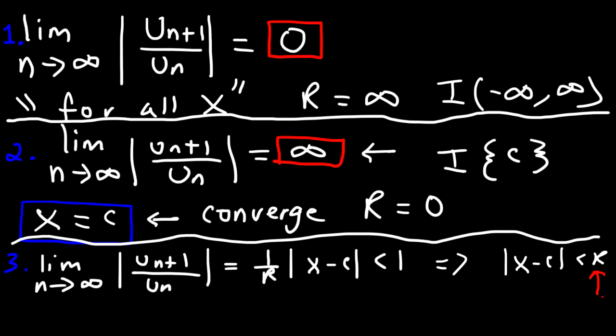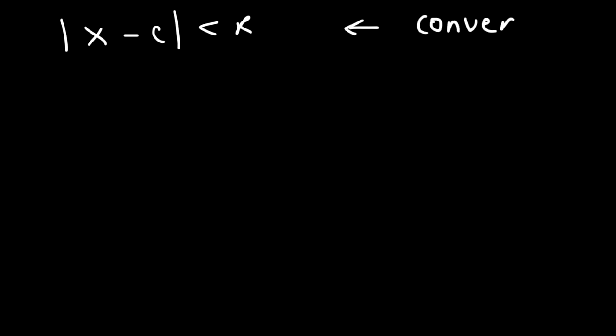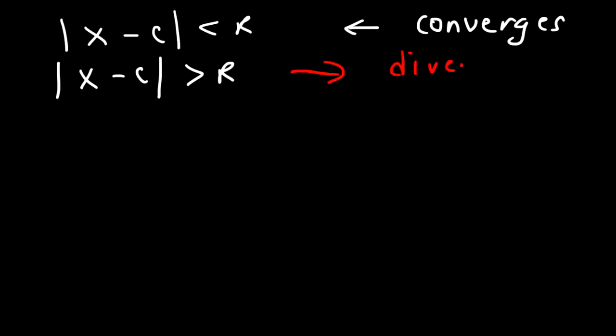Now, because of space, I'm going to clear the board. So let's start with this. So this is where the series converges. Now, whenever the absolute value of x minus c is greater than r, then at that point, the series diverges. But since we're looking for the radius of convergence, we're not going to use this. So we're just going to be focusing on this expression.